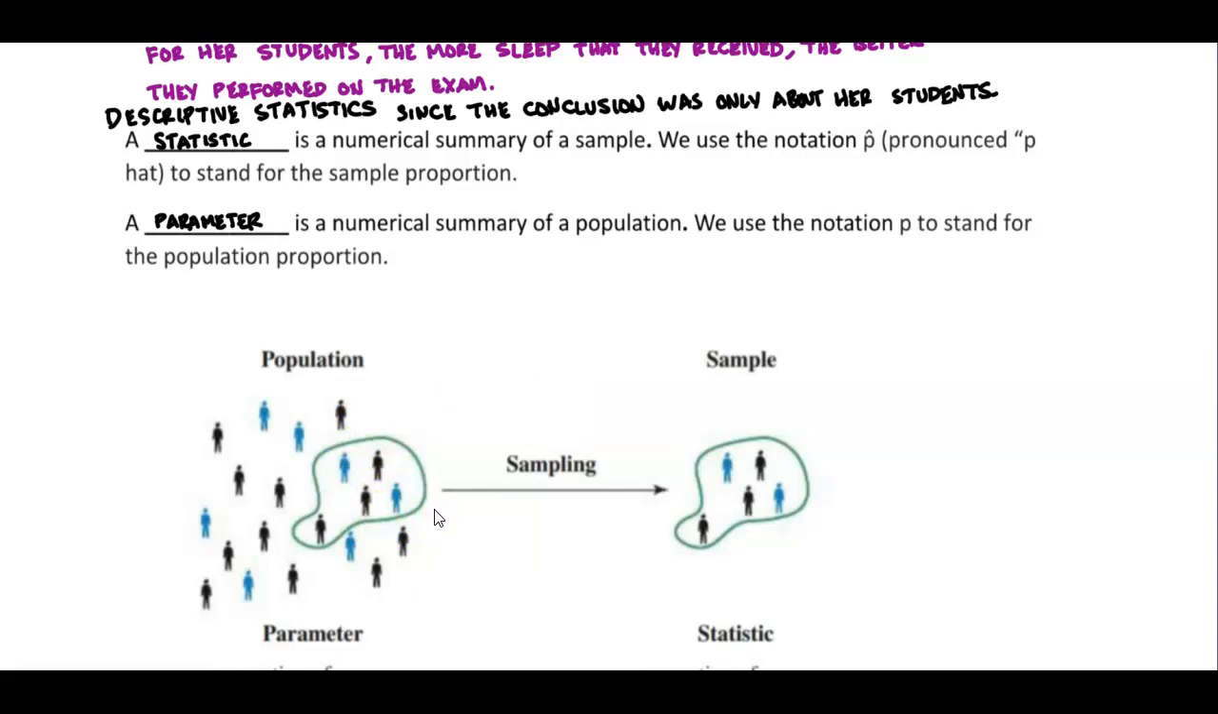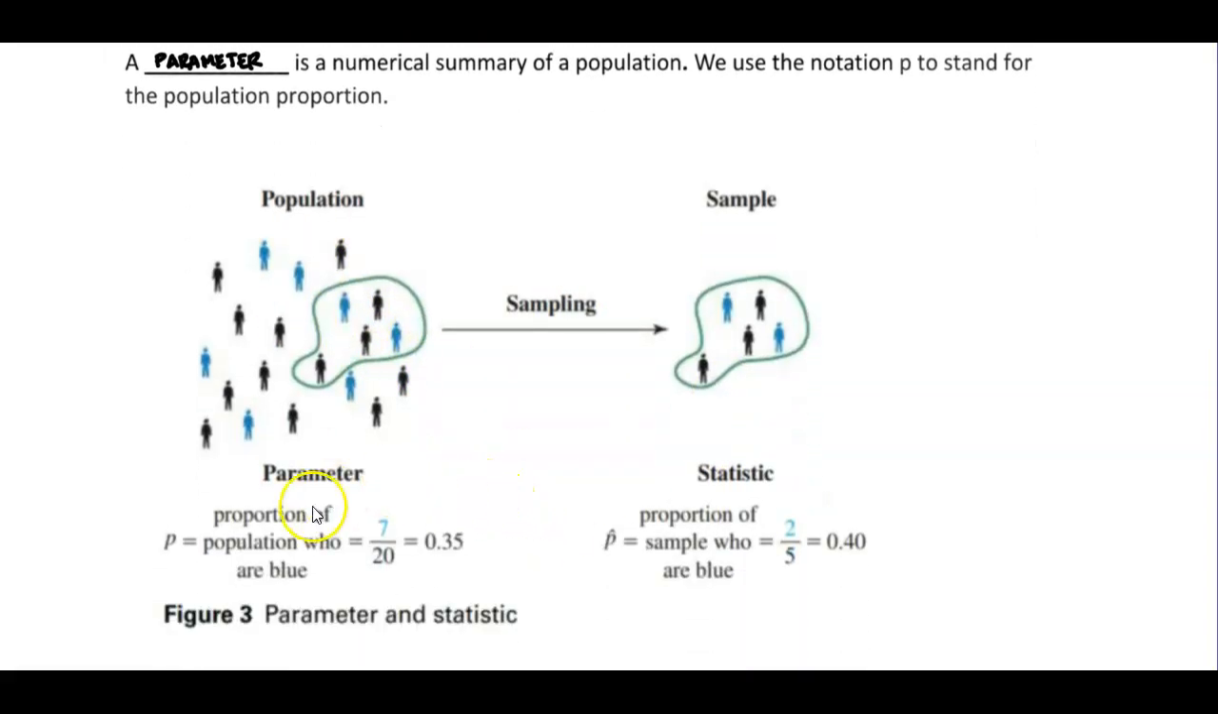we have our population and we take a sample from that. So a parameter would look like the following. A proportion, the parameter, is equal to the proportion of the population who are blue. Well, if you look here, we have 7 that are blue out of the total amount of people in this particular population, which is 20. So 7 out of 20 would then be 0.35.